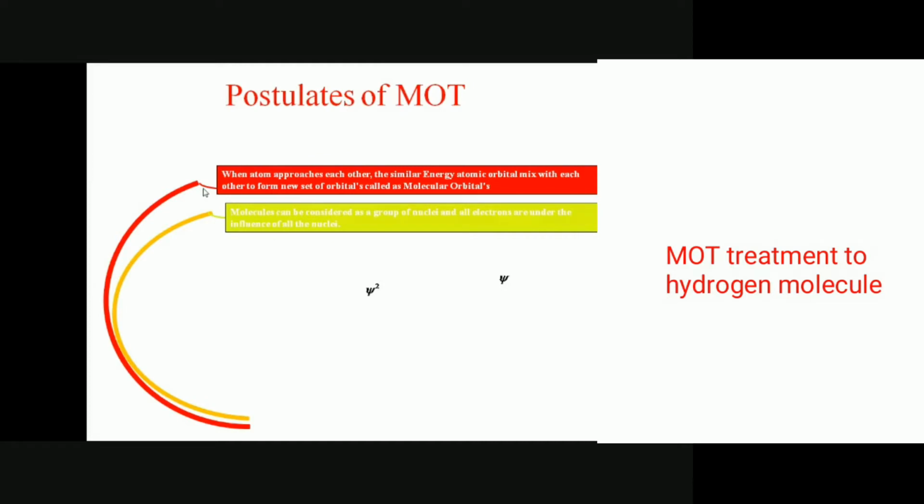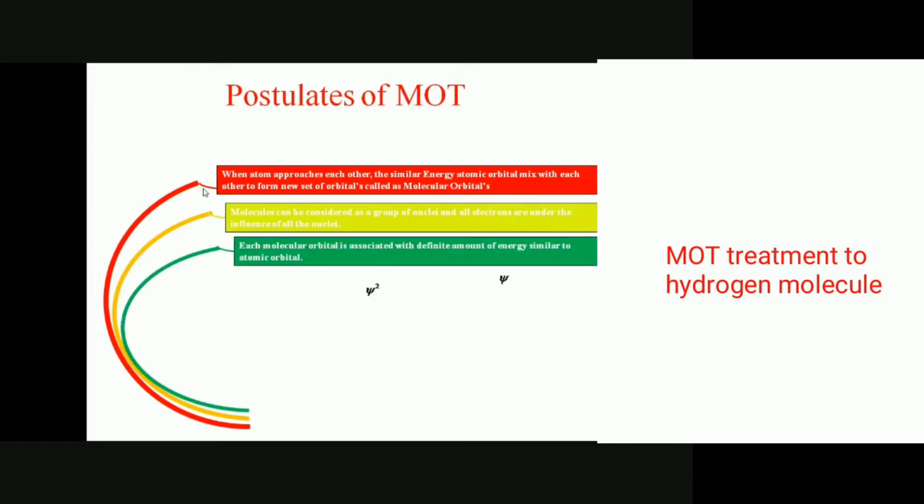Then when we consider the molecule, the interaction of all the electrons with all the nuclei is possible, and we have to consider the interaction of all the electrons with all the nuclei. Then every MO will be associated with some sort of energy, and they are comparable with the atomic orbital. So this is related to the energy.